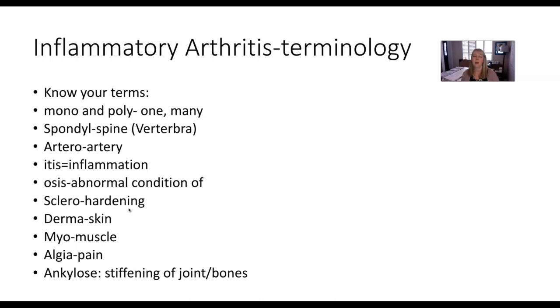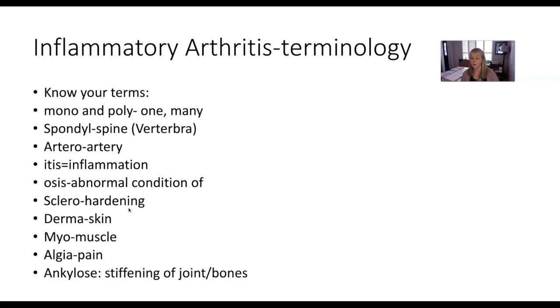So mono and polyarthralgias. They have many joints that are in pain. Monoarthralgia. They have one, my wrist hurts. Spondyle means spine, so spondylolisthesis. Spondylarthropathy, so it's your vertebra. Arteri is arteries, you know, like atherosclerosis, itis, inflammation, osis, abnormal condition of, scleros, think of scleroderma, hardening of the skin, that's a connective tissue issue.